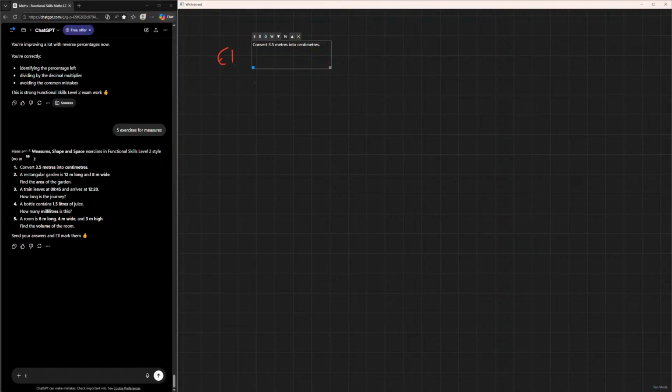Exercise 1. Convert 3.5 meters into centimeters. So when I was learning this, we didn't have any AI, but we have websites where they give information. We had YouTube, you had everything. There was a standard rule for this one.